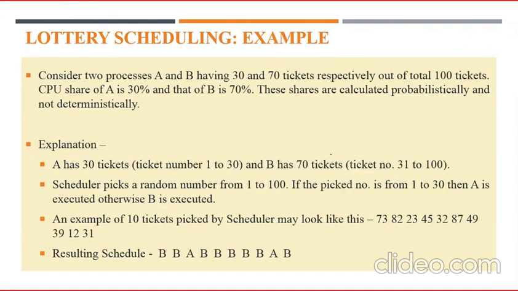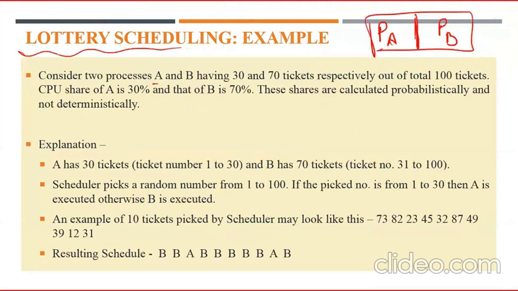To understand this more clearly, let's take a lottery scheduling question. Suppose we have two processes, PA and PB, in my ready queue. Let's assume I have given 30 lottery tickets, the numbers 1 to 30, to PA, and 31 to 100 to PB. Now the scheduler will pick a single lottery ticket.